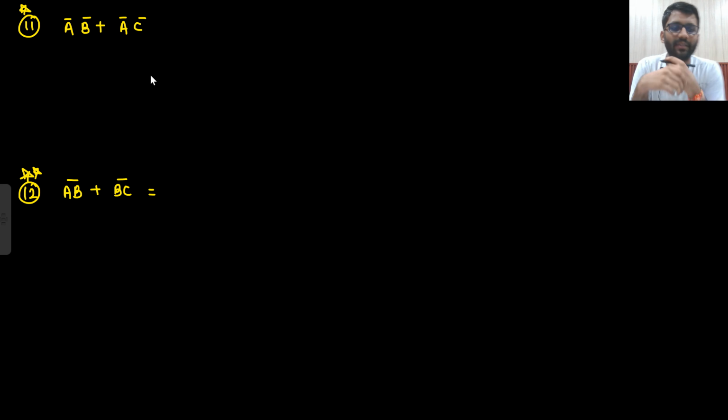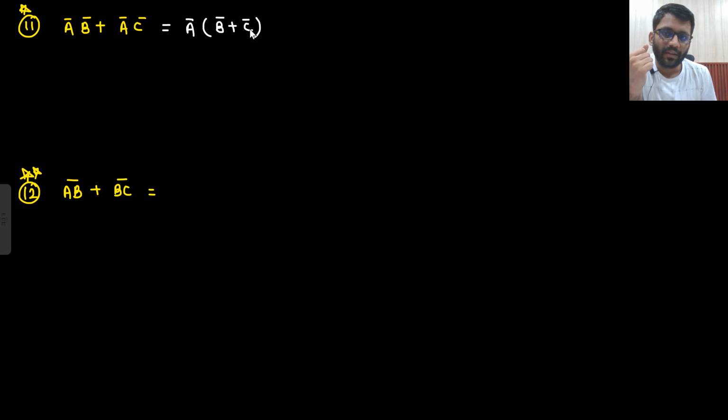Let's see this example. Can you do anything about it? Yes, I can do. What can you do? You can take a bar common, b bar plus c bar. First question would be, is this the form you want? Yes, this is the form I want. Why do you want this form? Because this is in the SOP form only. But something is coming common, so we will try whether we can do something different.